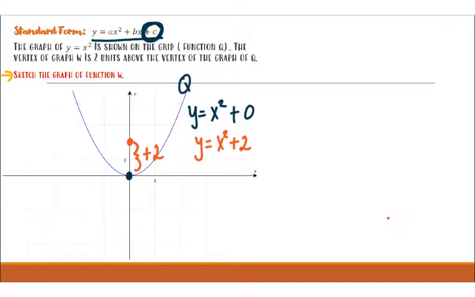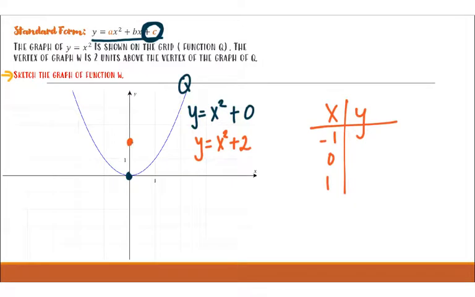And we can sketch the graph of that function the same way we sketched the graph of our other one. So I'm going to come over here and make a table of my x and y's. I know I'm going to use 0, -1, and 1. Those are quick points to use here. From the start of our graph, we know that our vertex is 0 in the x and 2 in the y.